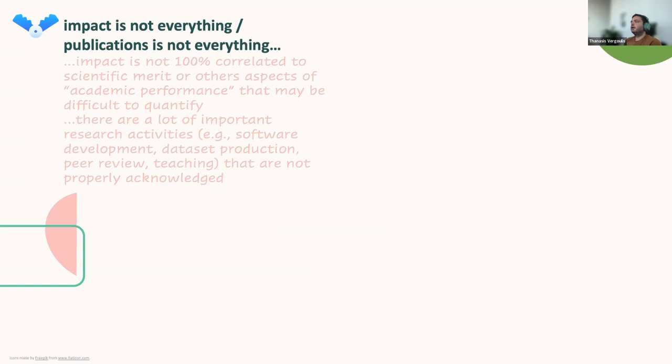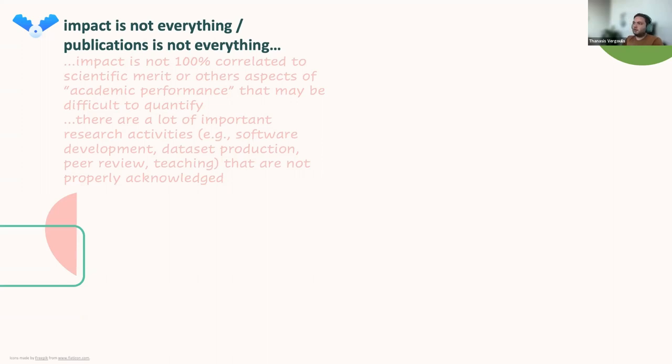Another thing is that impact is not everything. A lot of people sometimes confuse impact with scientific merit, but as we said, for example, with this example about the hidden gems, it's not always that the impact is highly correlated with scientific merit.